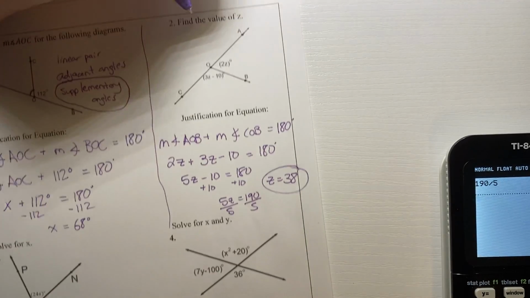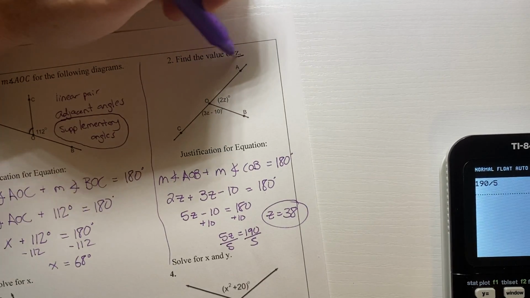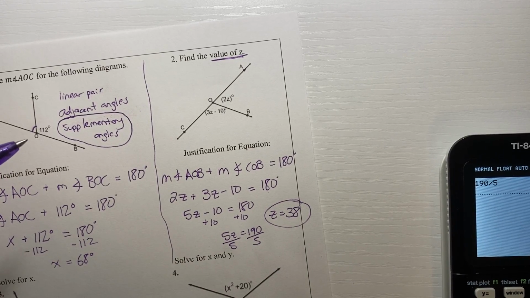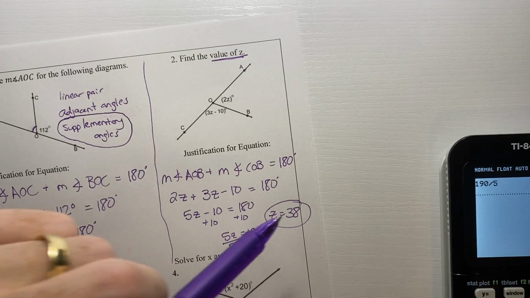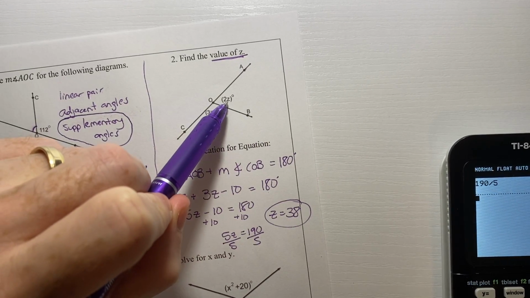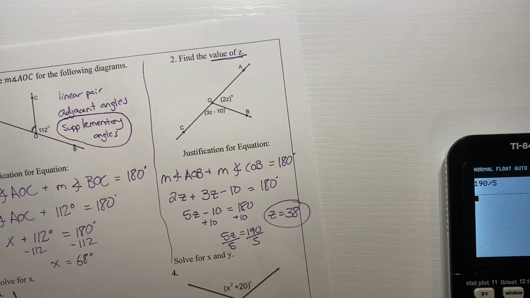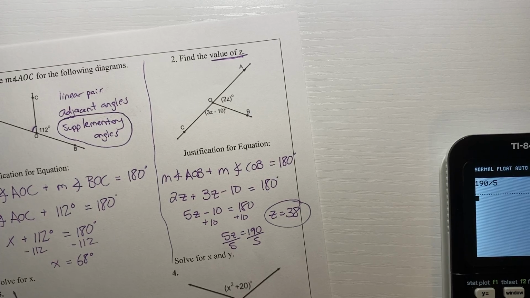So like the question says, find the value of Z. If this question was a little bit different and said find the measure of angle AOB, I wouldn't be done with 38. I would have to plug 38 in for Z to figure out what this angle measure is. But this question just simply says find Z. Z is 38, so we're all done with that one.